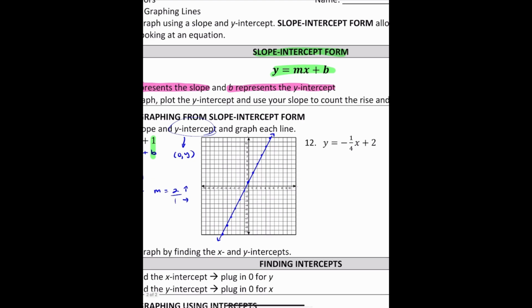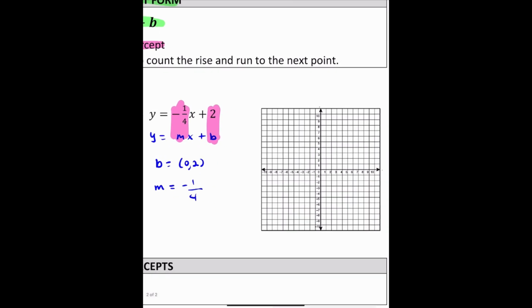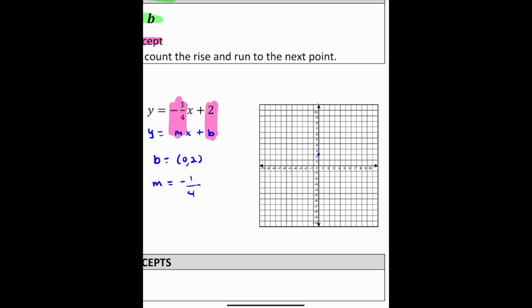Okay? Let's take a look at number 12 now. We have y equals negative 1 over 4x plus 2. Again, I like to write my y equals mx plus b under the equation, so we can identify what the slope and the y-intercept are. The slope is negative 1 over 4, and the y-intercept is 2. So b is 0, comma 2, and my slope is m equals negative 1 over 4. I'm going to plot 0, comma 2, which is located right here on the graph.